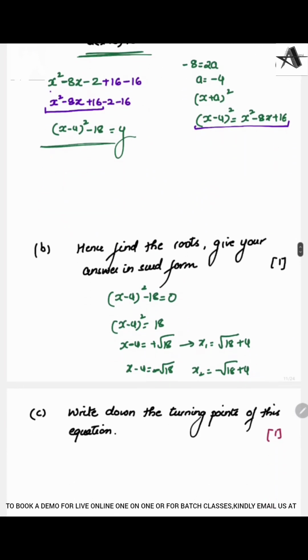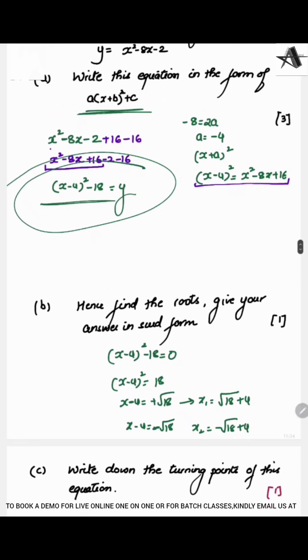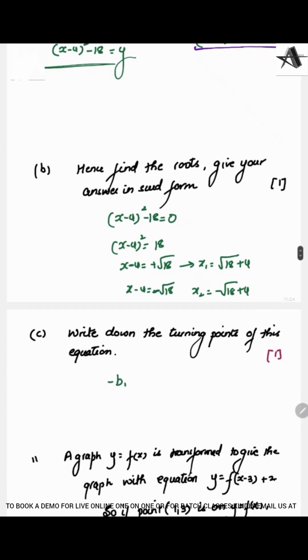Write down the turning point of this equation. Once we have reached here, the algebraic way to find the turning point of a quadratic is the completing the square method. Once you have converted into this format, then minus b comma c would be your turning point. Here a is 1, b is negative 4 and c is negative 18. So don't write negative 4, because b is already negative and your answer is positive 4. So the turning point is 4 comma negative 18.